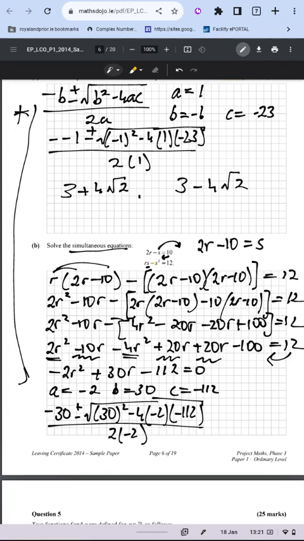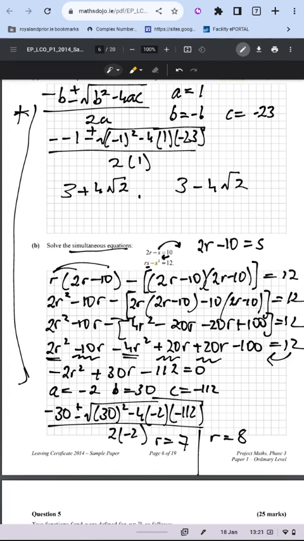I get 7. R is equal to 7. And then go back and change the plus to a minus and get 8. So once your R is equal to 7 and 8, you're going to have to work out your S.